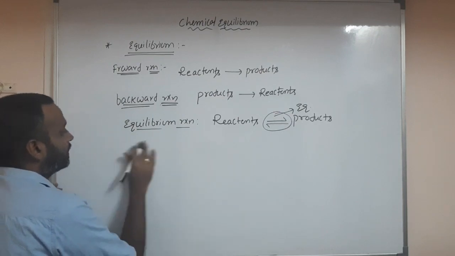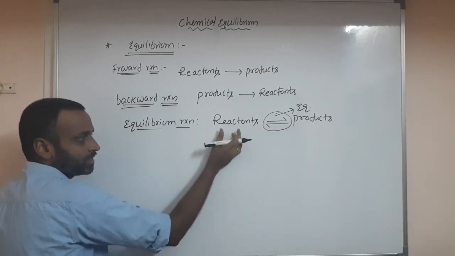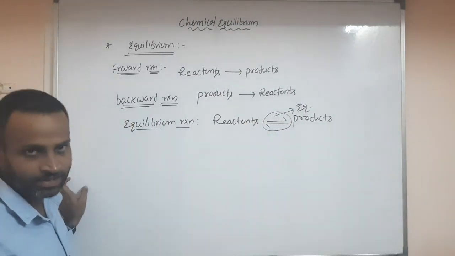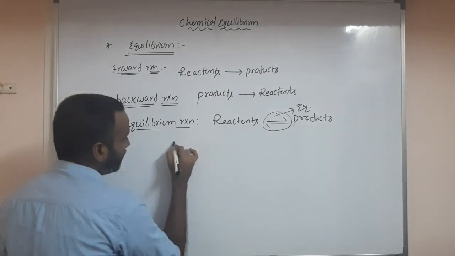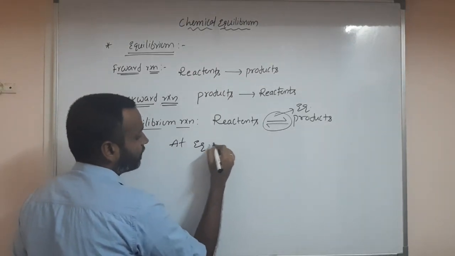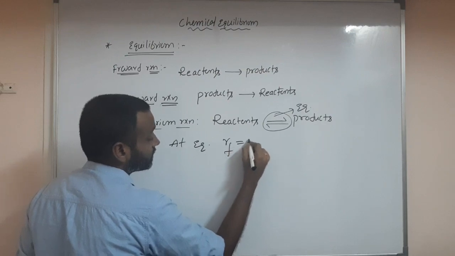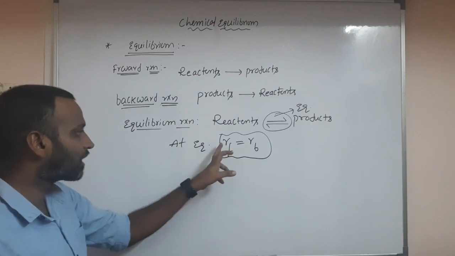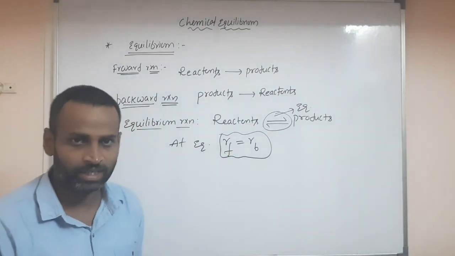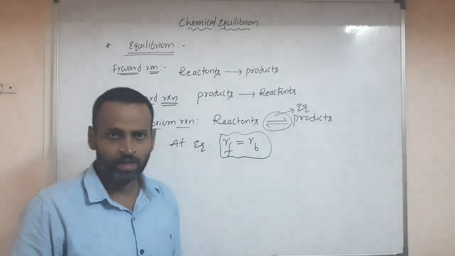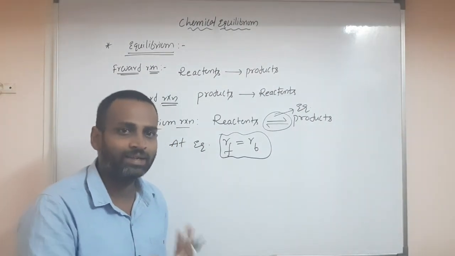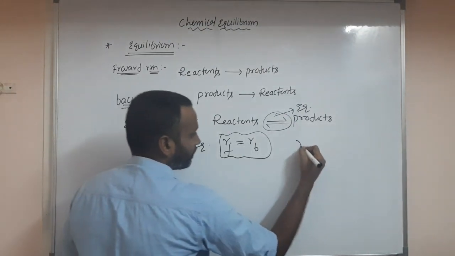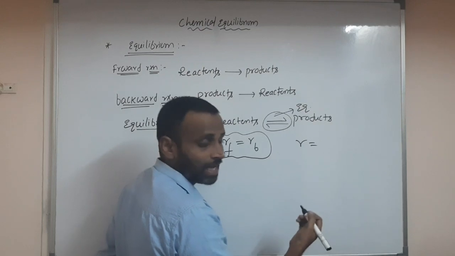When equilibrium exists, the rate of forward reaction is equal to the rate of backward reaction. So at equilibrium, the rate of forward reaction is equal to the rate of backward reaction. Small r means rate of reaction. Rate is nothing but speed. What is the speed of reaction? How do we calculate it? Just the change in concentration by time taken. In chemical kinetics you also have this in second year.